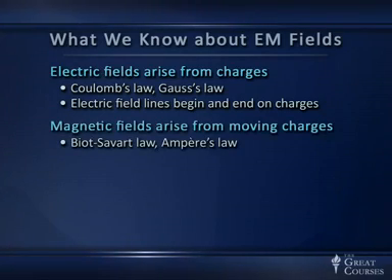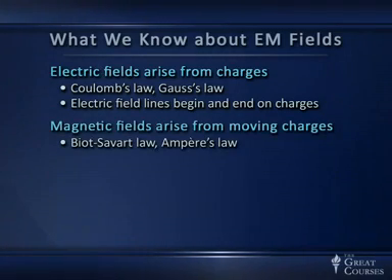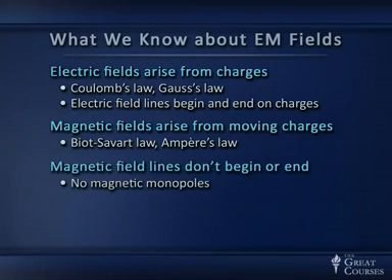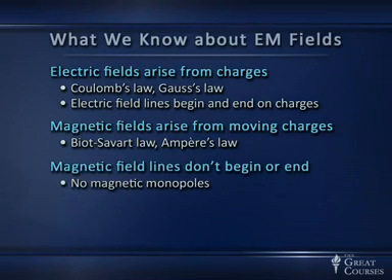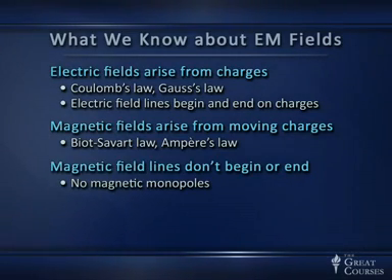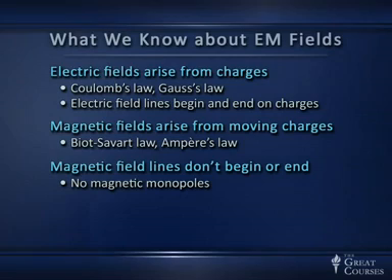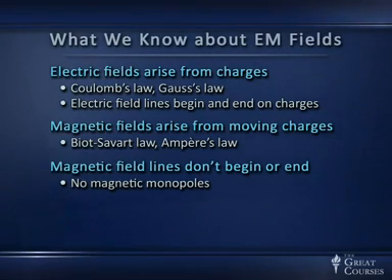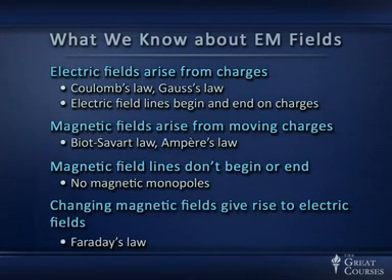We also know about magnetic fields and how they arise from moving electric charges, and they arise through the Biot-Savart law and Ampere's law. They describe moving electric charges. Magnetic field lines, we know, don't begin or end. There's no magnetic analog of electric charge. There's no such thing as a magnetic monopole. That's different from electricity, where there are monopoles, electric charges that give rise to electric fields. Finally, we know that changing magnetic fields give rise to electric fields, Faraday's law of electromagnetic induction.